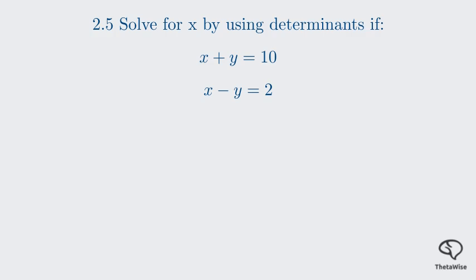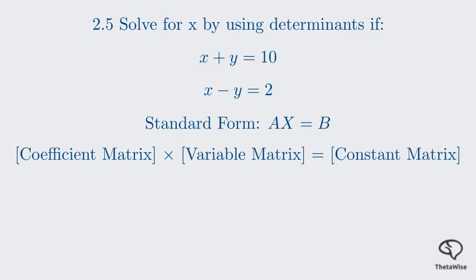Cramer's rule is a formula that allows us to find the value of each variable in a system of linear equations by using determinants. The first step is to write the equations in a standard matrix form. The form is AX equals B, where A is the coefficient matrix, X is the variable vector, and B is the constant vector.